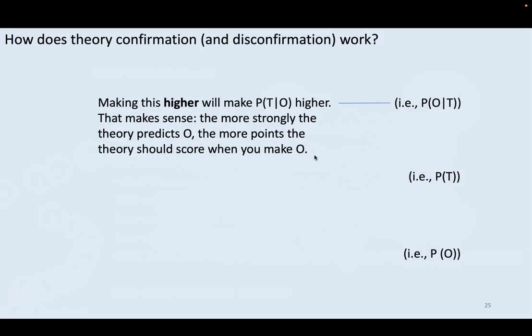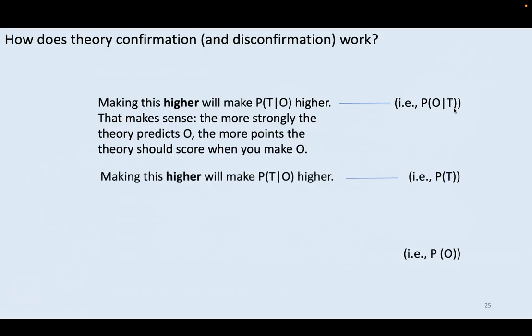In contrast, if a different model of the weather, a different theory, says there's a 10% chance it will rain tomorrow at 3 p.m., then when I observe that it rains tomorrow at 3 p.m., my theory should score some points because it sort of predicted that observation, but it was a pretty weak prediction. It didn't really say with confidence that it was going to rain, so it shouldn't score as many points. So the more strongly your theory predicts an observation, that is, the higher the probability of the observation given the theory, the more points the theory should score when the observation is made.